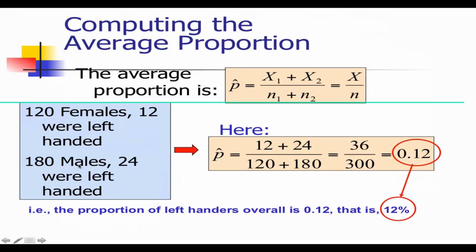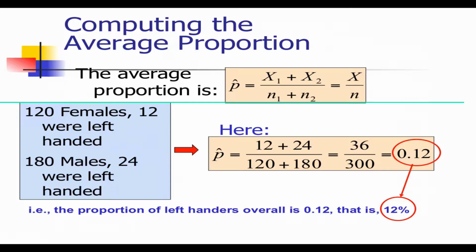So you have 300 total samples in total. And then among those 300 samples, how many of those are left-handed? You have 12 out of the females and you have 24 out of the males. So among those 300 total samples, you have 12 plus 24, which is 36. And those are the left-handed individuals in your samples.